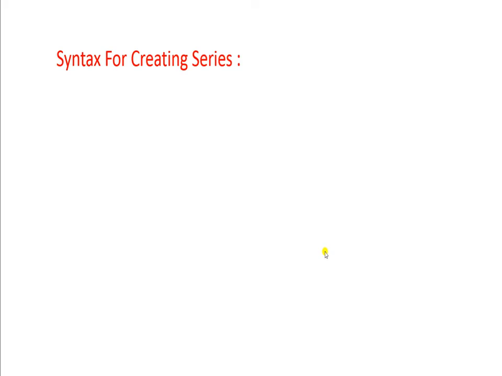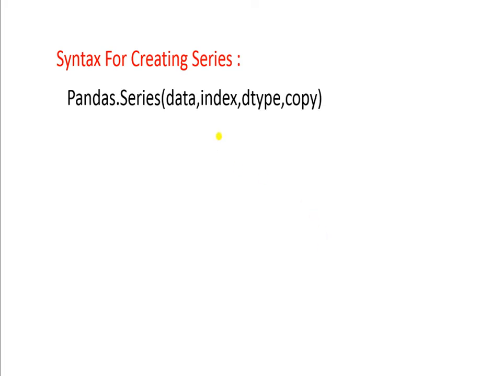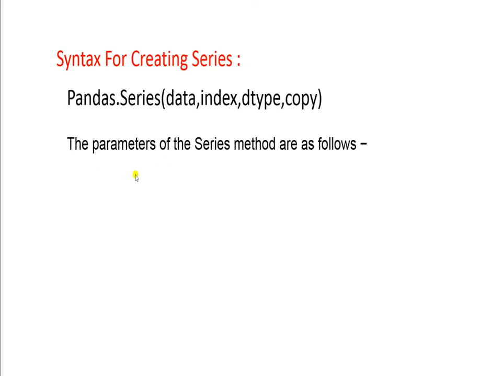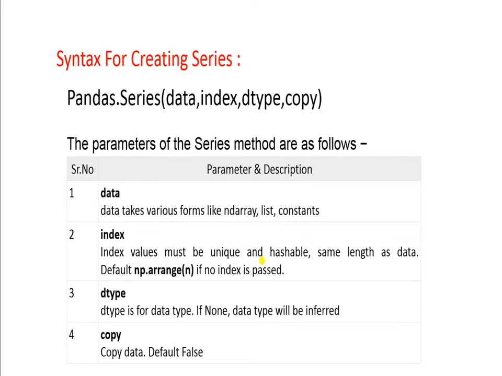In place of data, you can pass any value from a list or from an array, or it may be a constant value. The second argument is index. The index value must be unique. We have to pass an index. We can generate an index, and the index value should be unique, and it should be of the same length as data, and the default index starts with 0, 1, 2, 3 and so on.